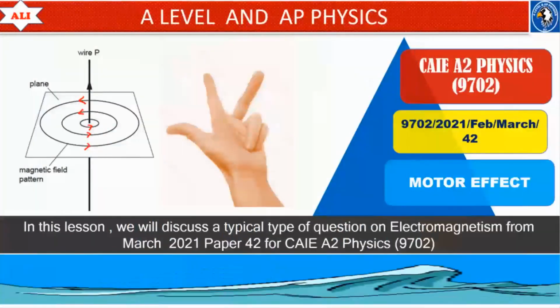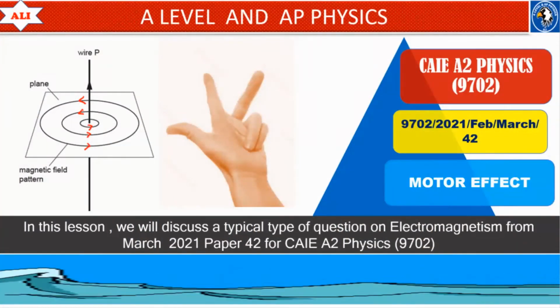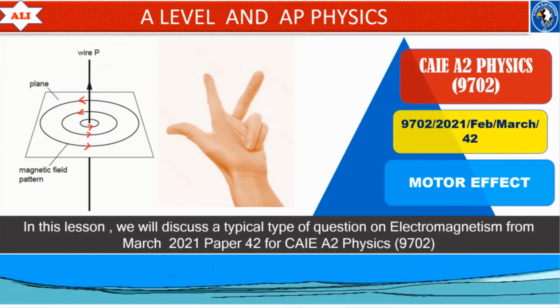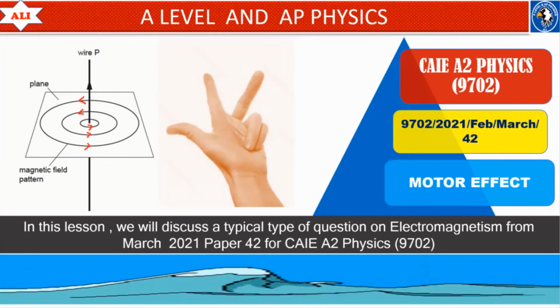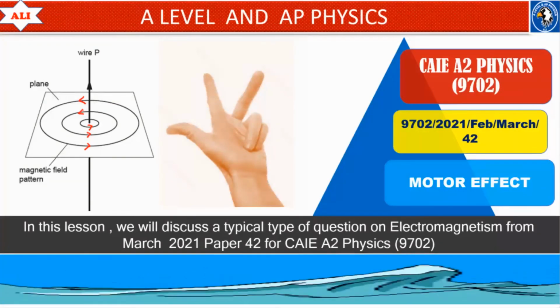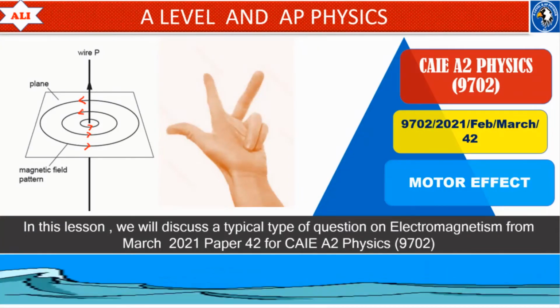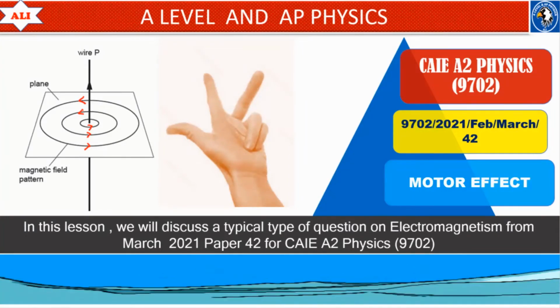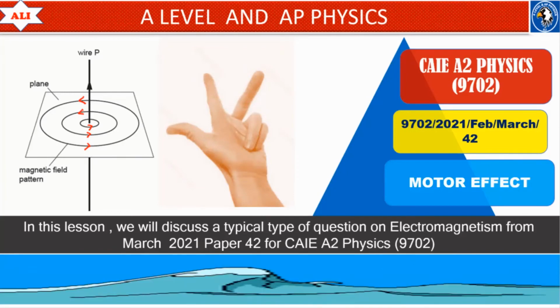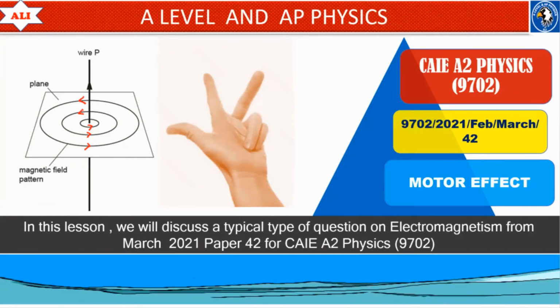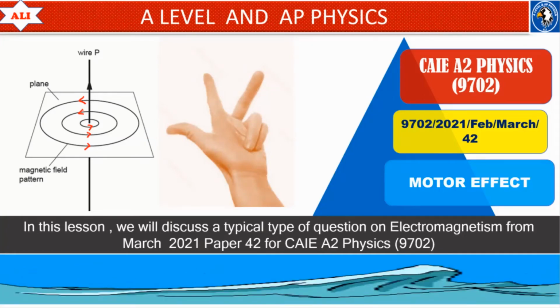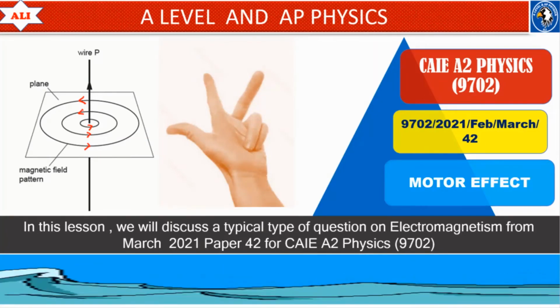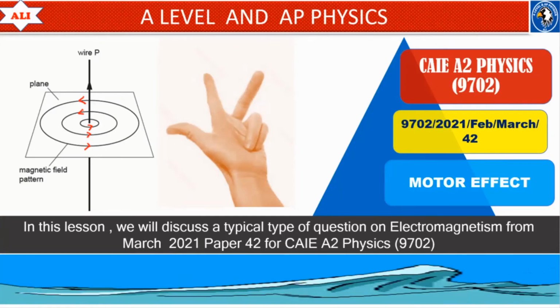Welcome to A-Level and AP Physics. In today's lesson, we will discuss a typical type of question on electromagnetism from March 2021, paper 4, variant 2. In this question, we will discuss how to use the right-hand grip rule and Fleming's left-hand rule. We will also discuss the forces between two wires if current flows in the same direction in both wires. So we will compare the magnitude of the force between two wires and also the direction of the forces between two wires.